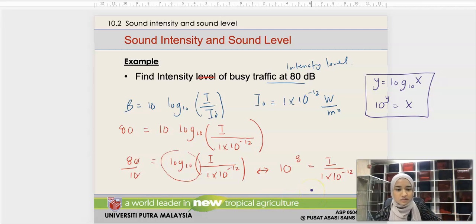Okay, so what is the answer for this? So 10 to the 8 times 10 to the minus 12, right? So that should give me 1 times 10 to the minus 4. So I is 1 times 10 to the minus 4. The unit for intensity is watt per meter squared. So that is the intensity of busy traffic at 80 dB. Yeah?